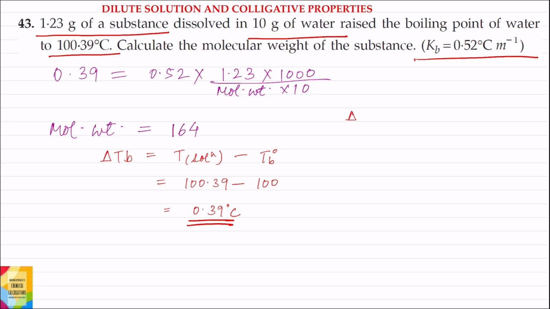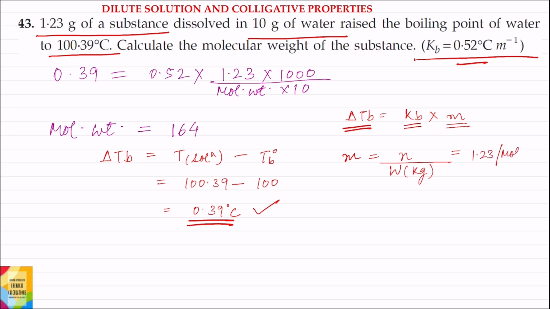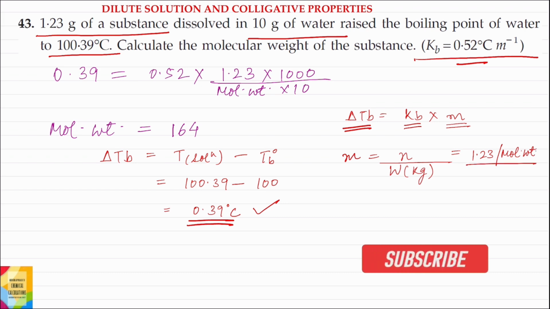Now boiling point elevation is equal to Kb into m. Value of delta Tb is 0.39 degree centigrade. Value of Kb is given in the question as 0.52, and m is the molality. Now what will be the molality of this solution? What is molality of solution? Molality of solution is number of moles divided by weight of solvent in kg. Now how many moles of solute will there be? Number of moles of solute will be weight of solute, which is given in the question as 1.23 gram, divided by molecular weight of solute, divided by weight of solvent.